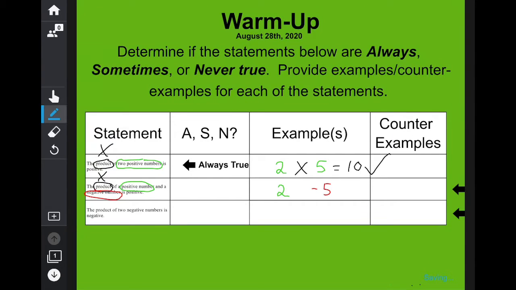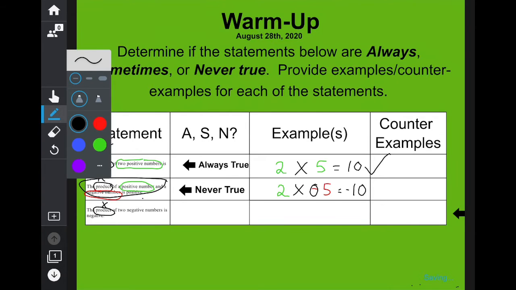And I know again from product, I need to multiply these. 2 times a negative 5, this is going to give me, well, I know 2 times 5 is 10. If I add a negative here, it's going to give me negative 10. So looking back at the statement, it says the product of a positive number and a negative number is positive. But here it shows negative. So this statement right here is false. So it's never true.